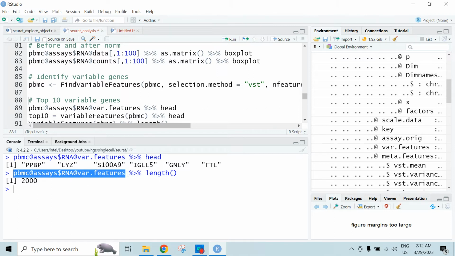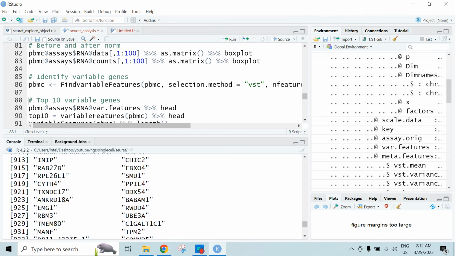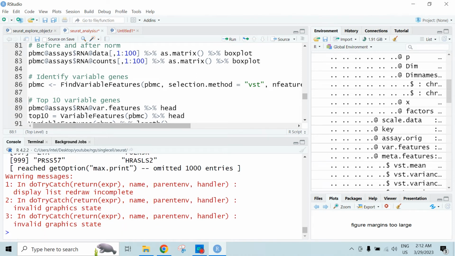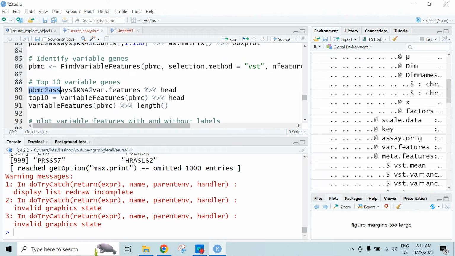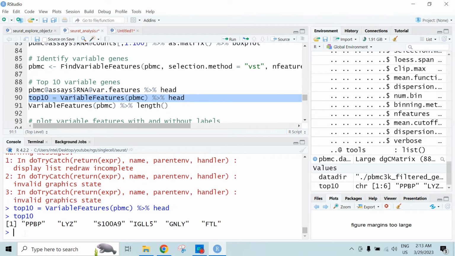If I click directly, you see these are all 2000 genes, the most variable genes. We can find them by navigating through the object, or there is already a function, the variable features function, which will return all the variable genes. We can store the top 10 using this, so these are the top 10 most variable genes in our data set.